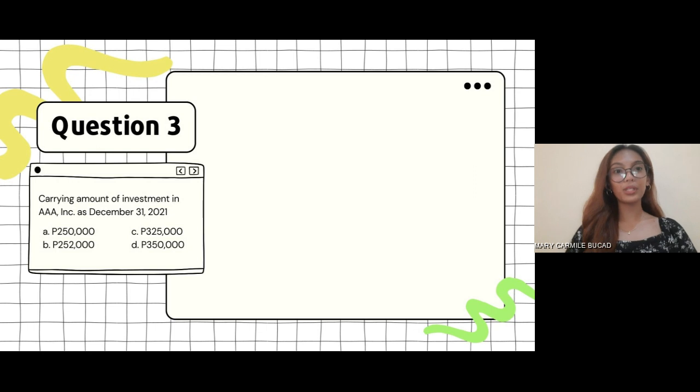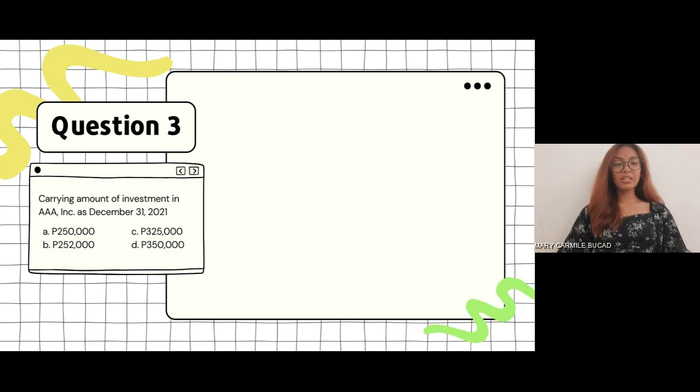As discussed a few minutes ago, Maykawayan Incorporated does not have any significant influence over AAA Incorporated since the company only has 10% ownership. Thus, this makes Maykawayan's investment an equity investment. And according to the company's classification policy, this investment could be classified as FVTOCI or fair value through other comprehensive income if the company has chosen to designate it as such. Therefore, this falls under PFRS 9 financial assets.